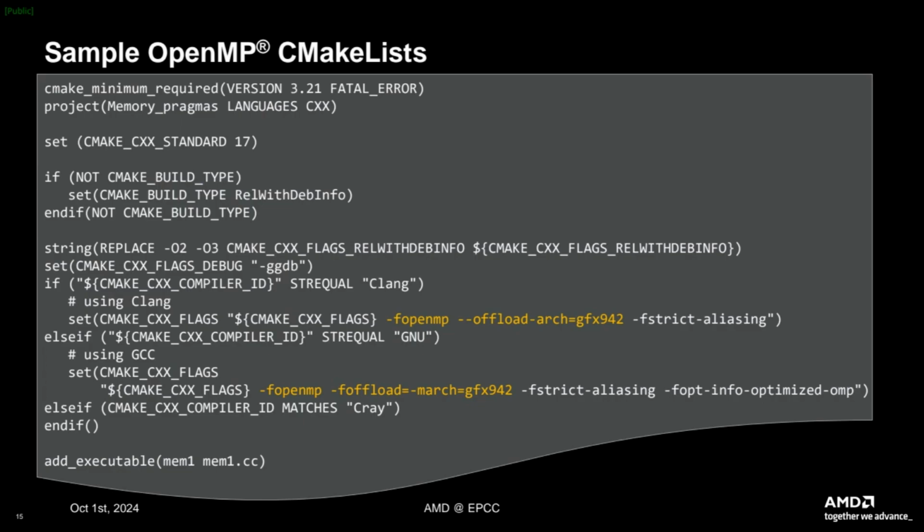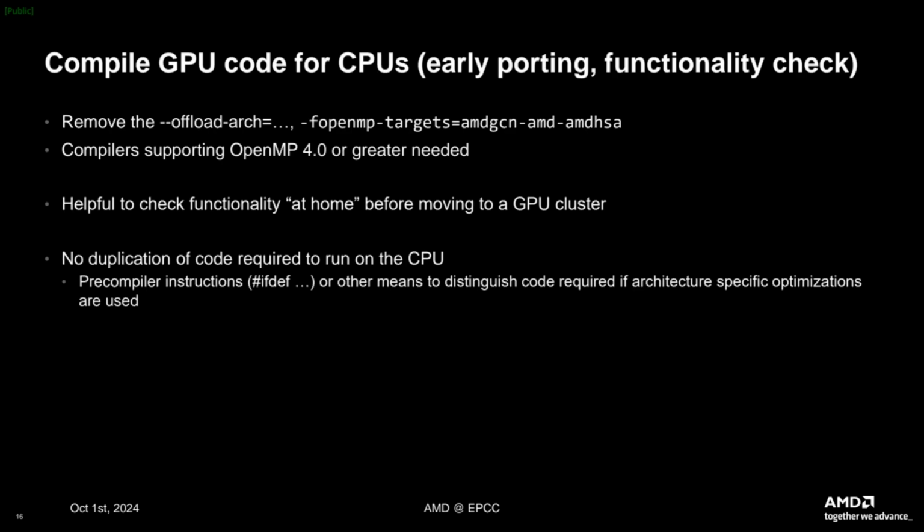Sure, you can also use CMake instead of a simple makefile, especially if you have a large code, that's probably what you have implemented. And also there you only have to care about -fopenmp, which is maybe already in there if you have a CPU OpenMP code already, and specify the offload arch to fit your architecture. In this case, this example is for MI300A.